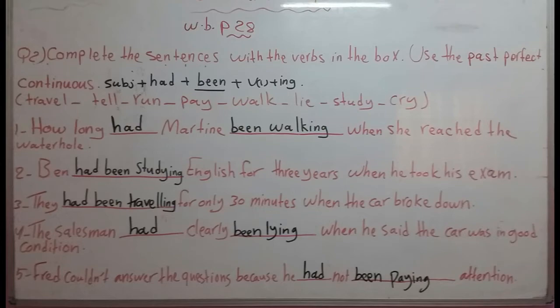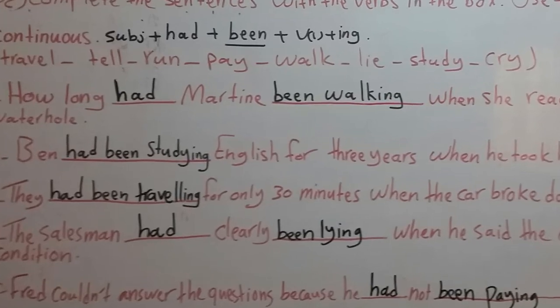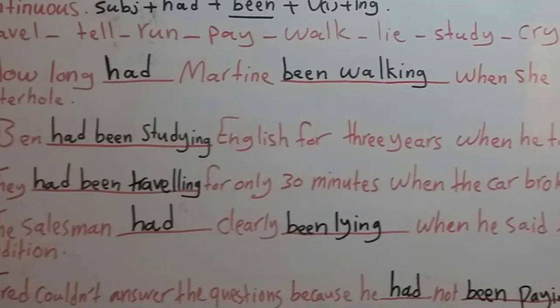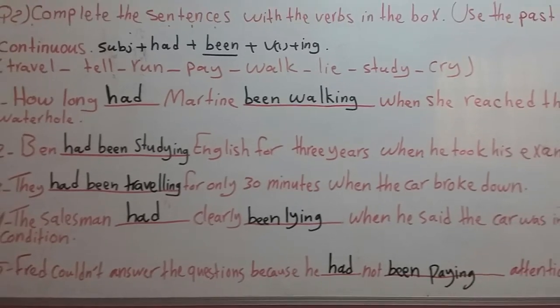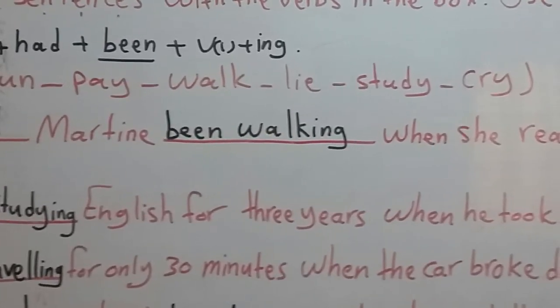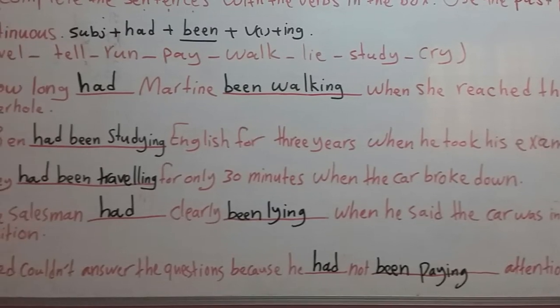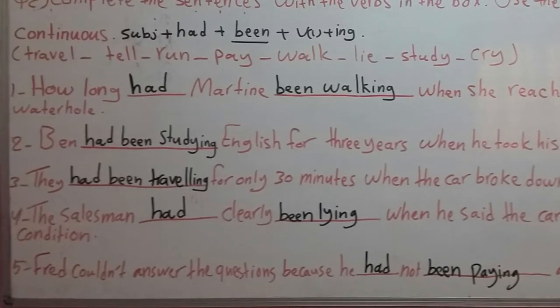Number four. The salesman clearly gap when he said the car was in good condition. Salesman هو البياع، لما هو selling cars. Okay. So هون ناقص عندي had clearly been, but then the appropriate verb is lie. I add ing to the word lie. Lying when he said the car was in good condition. يعني البياع كان يكذب لما حكى إن السيارة منيحة.